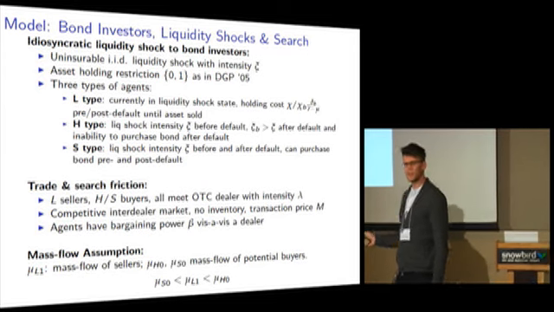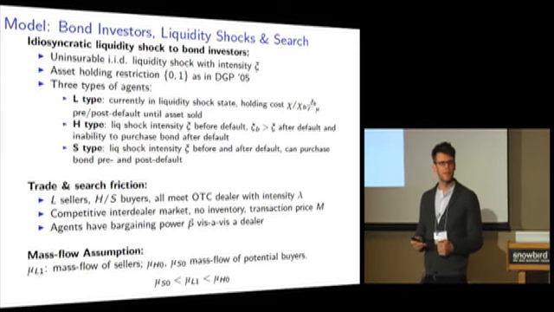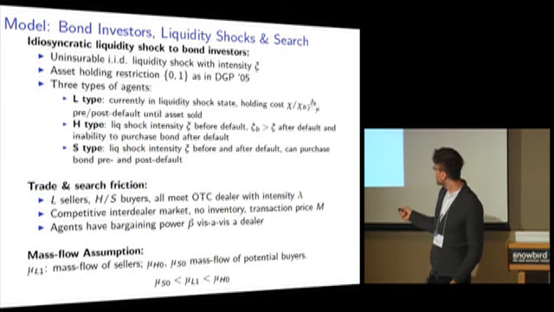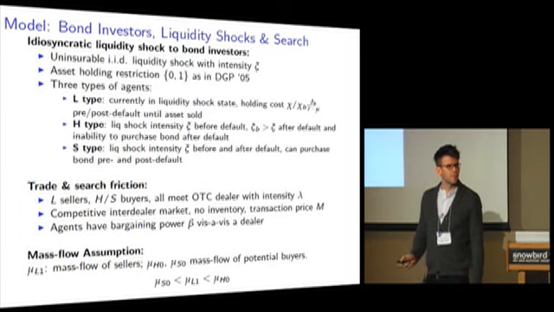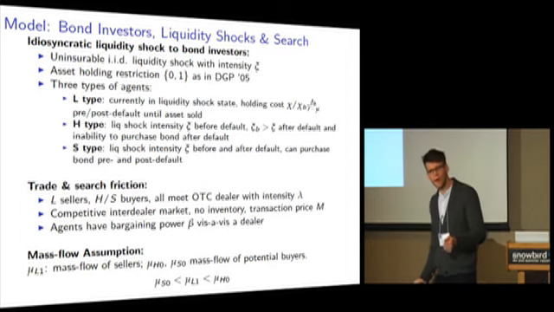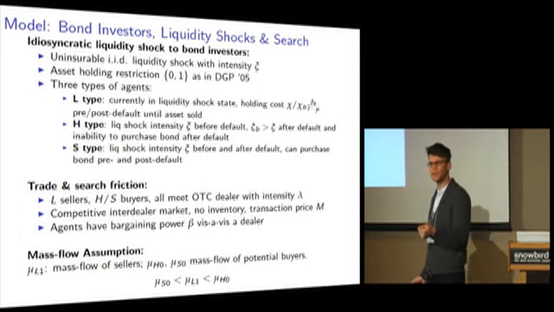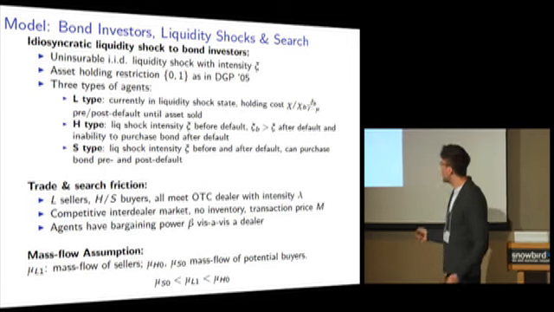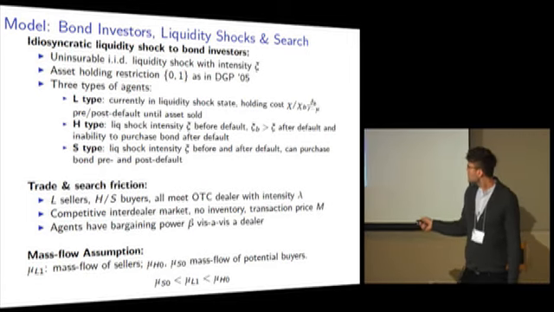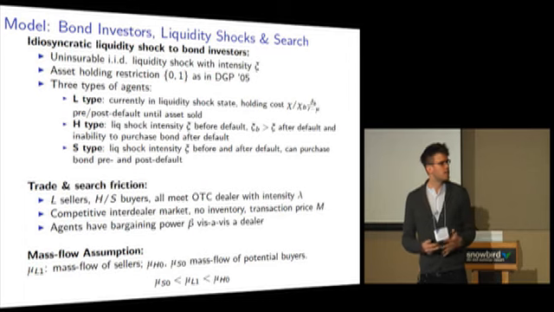Now there's an S type. We think of specialist hedge fund investors. These guys, before default, have the same liquidity shock intensity as the normal guys, but they also are not in any way affected by default. They can still hold the bond, they can still buy the bond, and they still have the same liquidity shock intensity.